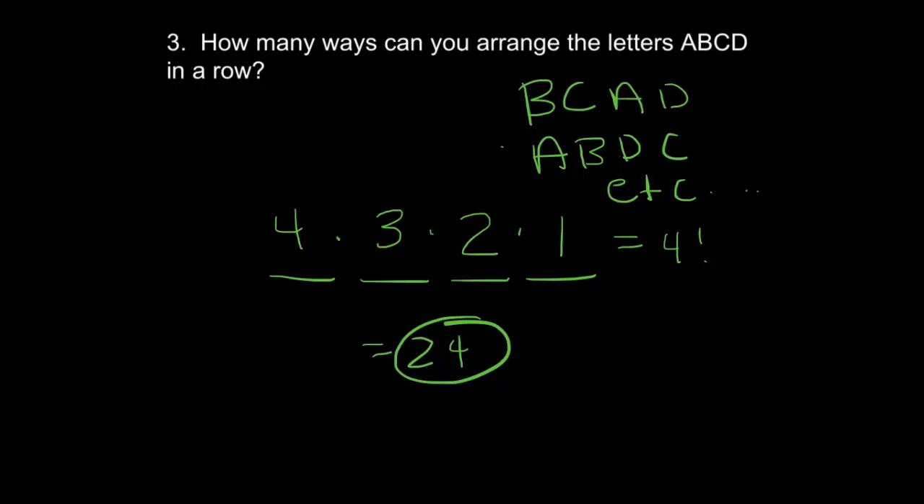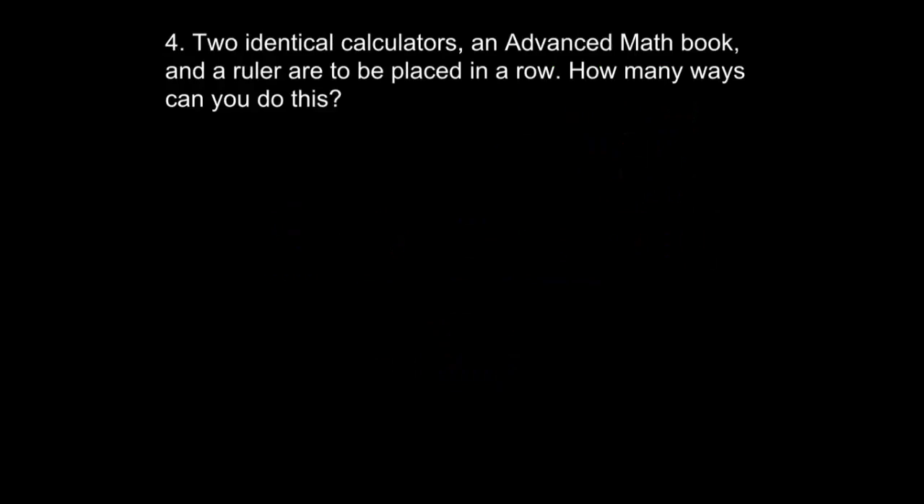The last one we're going to look at is slightly different, and so we're going to end with it. Here it says 2 identical calculators, an advanced math book, and a ruler are to be placed in a row. How many ways can you do this? So this problem is a little bit different than the 2 before, and the reason is because of this.